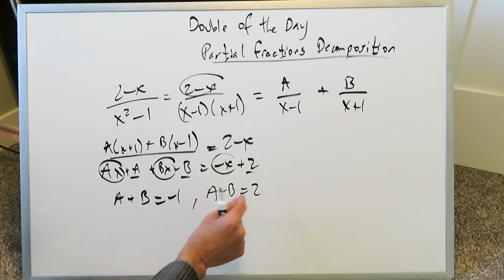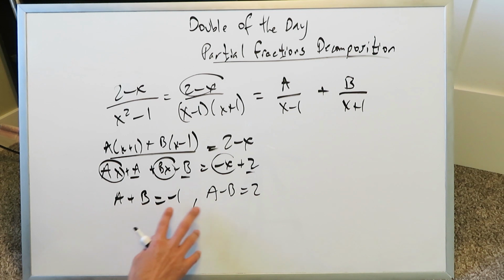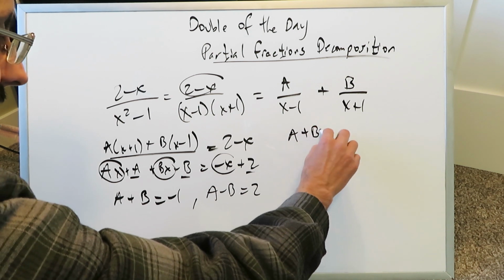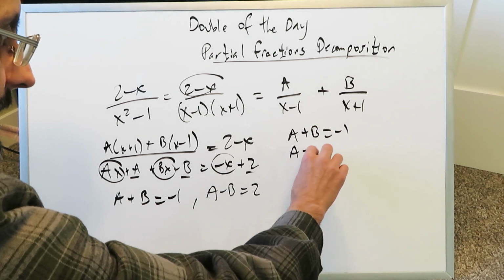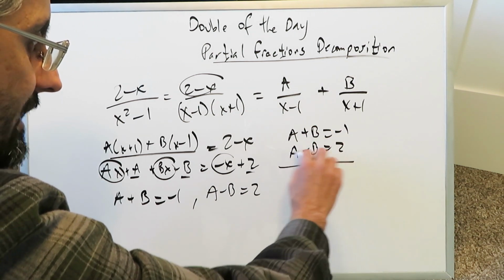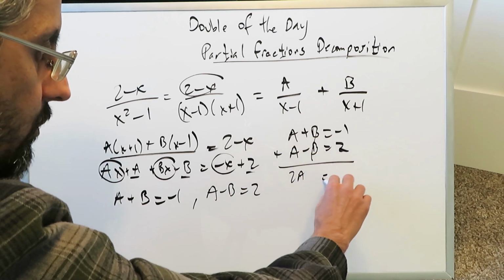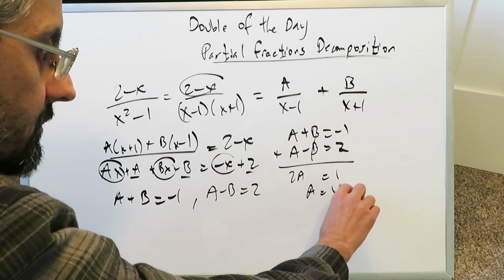You can do matrix algebra, you can do substitution, elimination, but you have to find the values of this a and b, the systems of linear equation, you have to find that. I'll do elimination. A plus b equals minus 1 and a minus b equals 2. I'll add them up. I have 2a, this cancels out, is equal to 1, right? A is equal to 1 over 2.